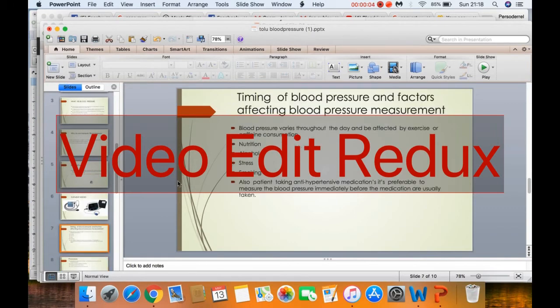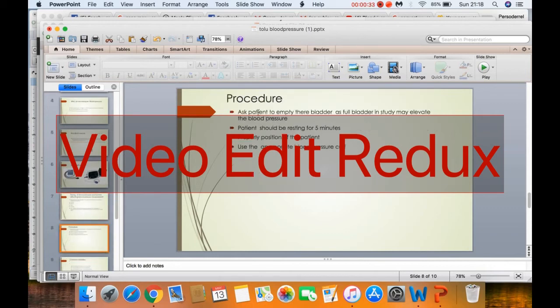Timing of the blood pressure is another thing I want to focus on. Timing can also affect blood pressure. Nutrition, alcohol, stress, smoking. Ask the patient, also, if they are taking antidepressant or antihypertensive medication. It's also preferable for you to do the blood pressure before giving the patient the medication, because after taking the medication, the blood pressure could come down. And asking patients to empty their bladder is another factor, as a full bladder may elevate the blood pressure measurement. Patients should have rested for 5 minutes.